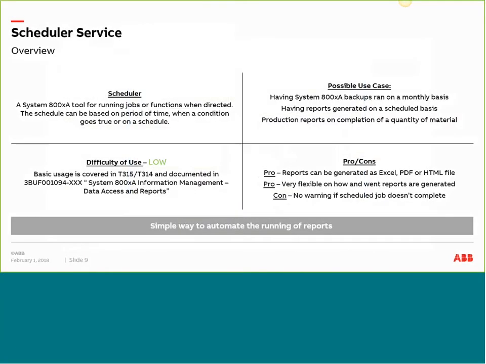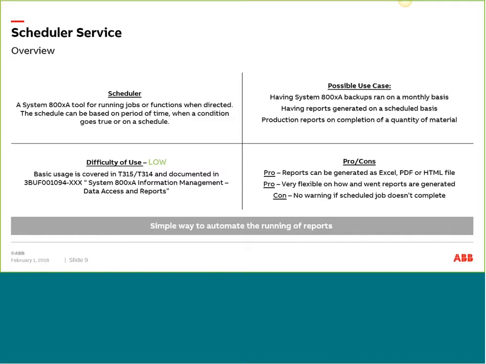So now let's talk about the scheduling service before I schedule that report that we just created. The scheduler, it's a System 800XA tool that's part of the base system. It can do a couple different things for us. The most common use for it is to schedule 800XA backups and also to run scheduled reports. Difficulty is pretty low. We just have really a few little aspects we have to change and add to automate things.